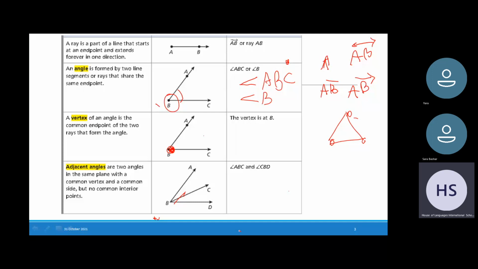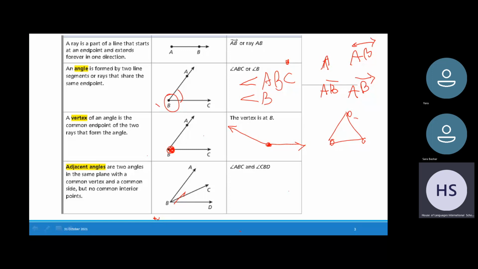Now, what are the adjacent angles? Adjacent angles means if we have two angles all on the same plane. Vertex, where the two rays intersect at this point. This point is a vertex. Can you show me in another shape? Okay, as an example, this one. You have a ray, you have a ray. They are intersecting at one point. They're combined together at one point. This one we call vertex.